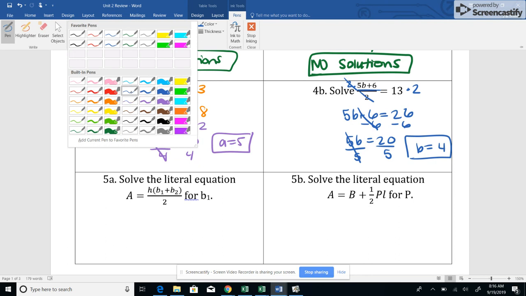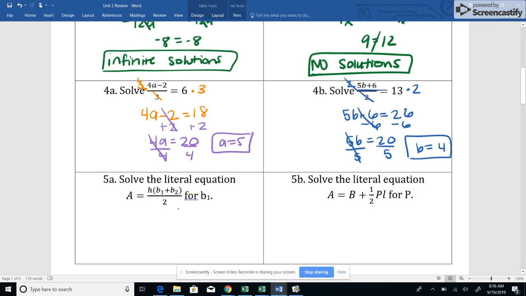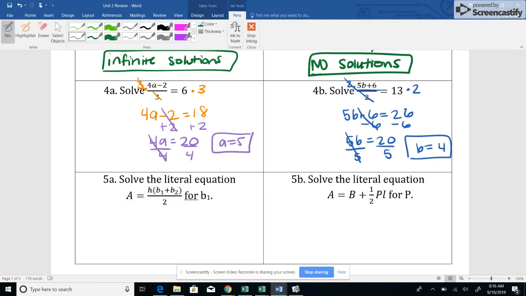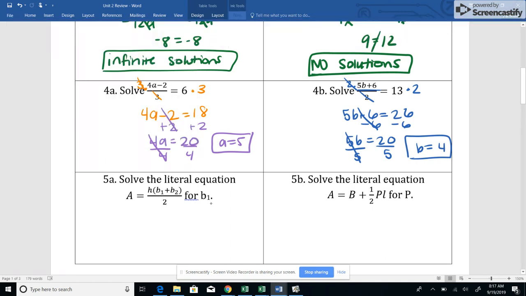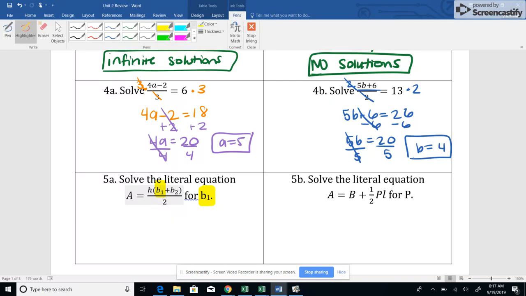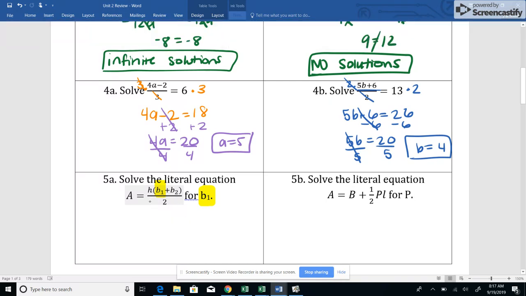In the next section, we have literal equations, and literal equations are when we have multiple variables. A lot of times we don't have a lot of numbers, and usually these are formulas. So this says the area is equal to the height times base 1 plus base 2, all divided by 2. And we are trying to solve for base 1. So we want to get base 1 by itself. It's right there. So we've got to think about how we're going to get all these other variables away and on the other side. So b sub 1 is by itself.